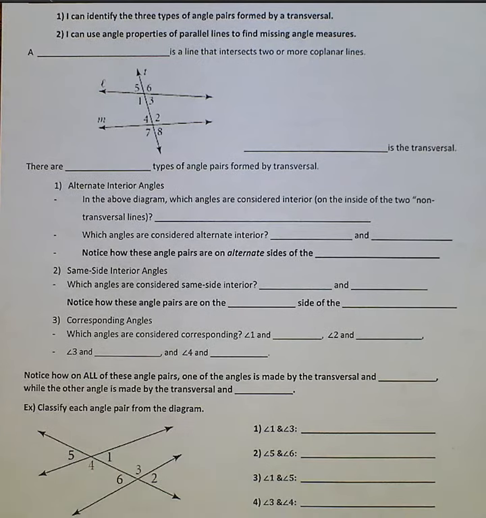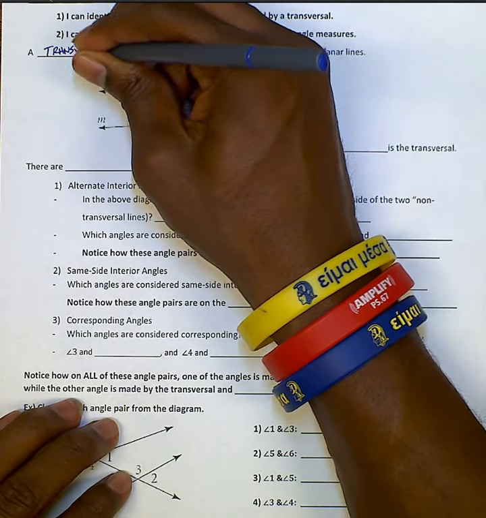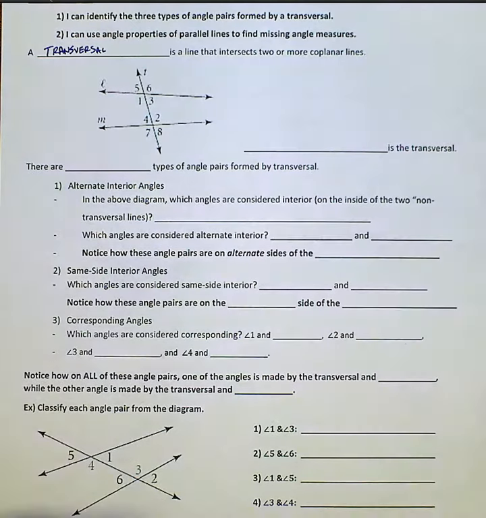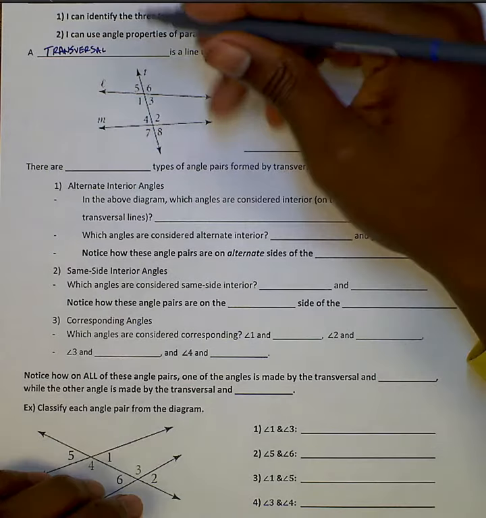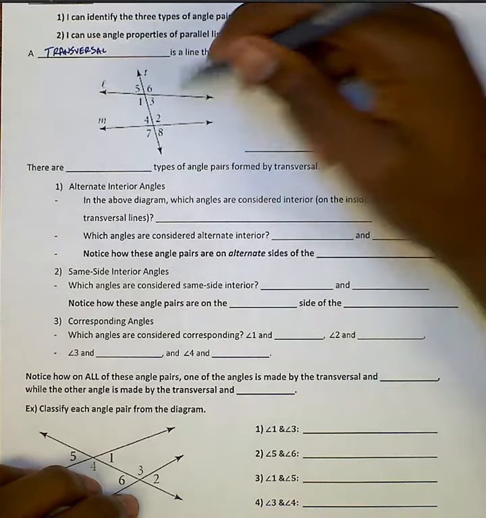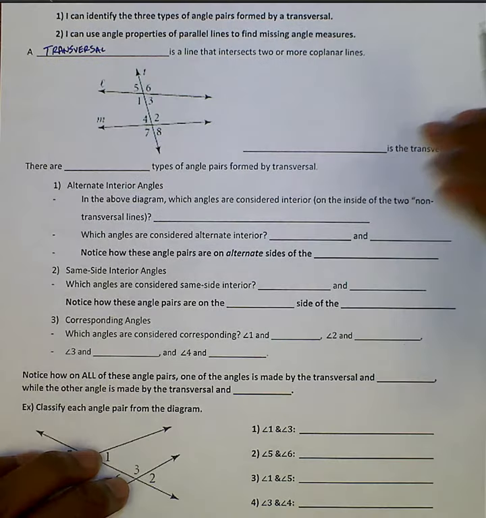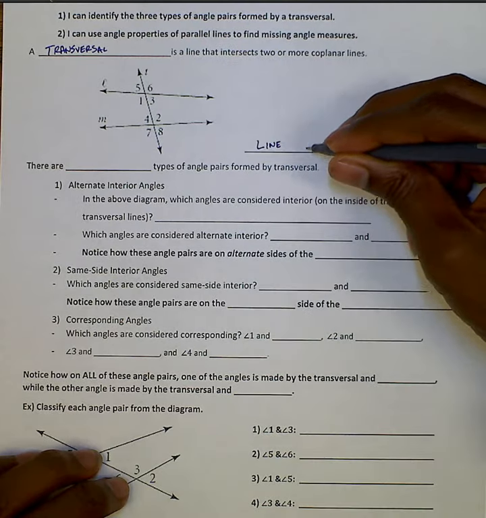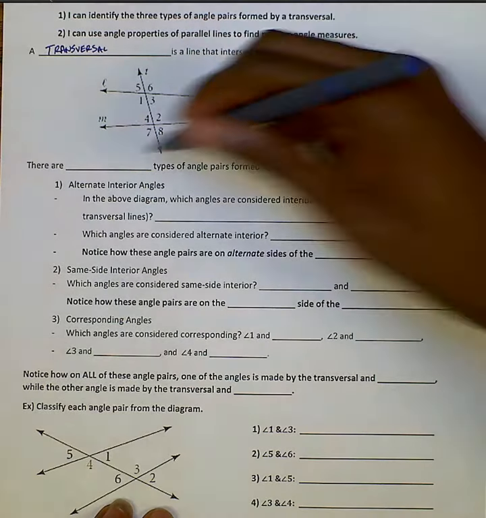Alright, we'll start with the vocabulary word. Transversal. A transversal is a line that intersects two or more coplanar lines. As you look at this diagram below, we have three lines, line T, line L, and line M. Notice that line T intersects line L and line M. So that means that line T is the transversal. It's the line that intersects two or more coplanar lines.